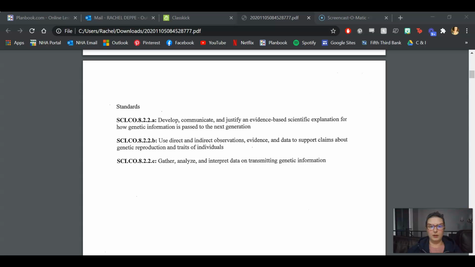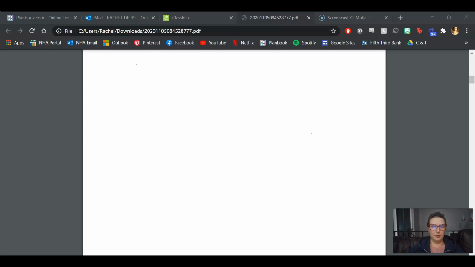So developing evidence-based explanations for how genetic information is passed, using indirect observations, evidence, and data to support claims about genetic reproduction and traits, and we're going to gather, analyze, and interpret data on the transmitting of genetic information. So I find genetics extremely interesting, so I hope you do too.